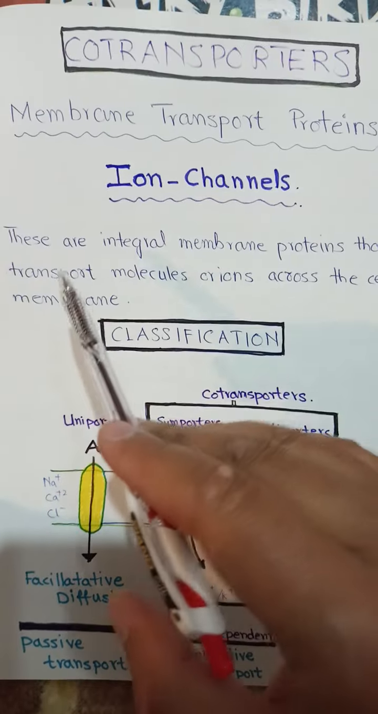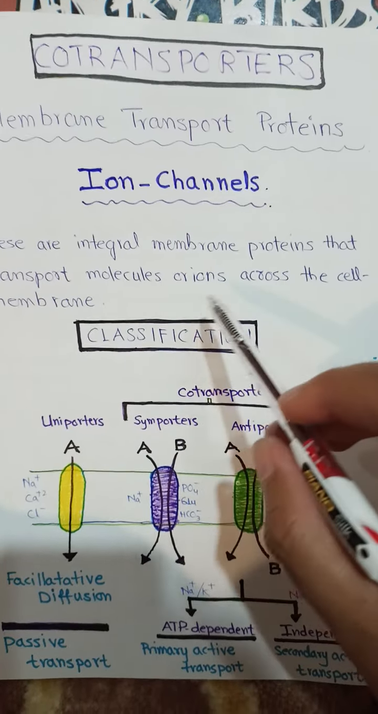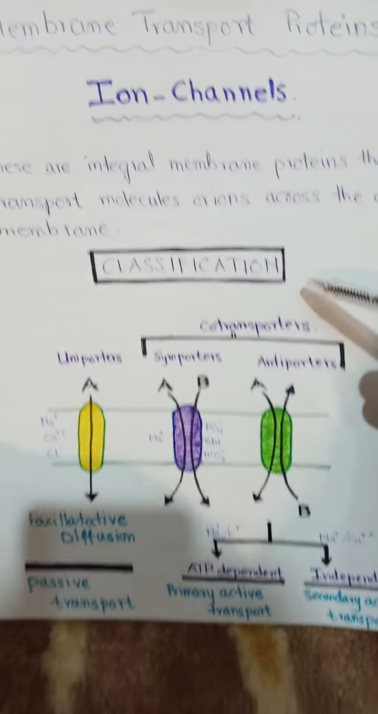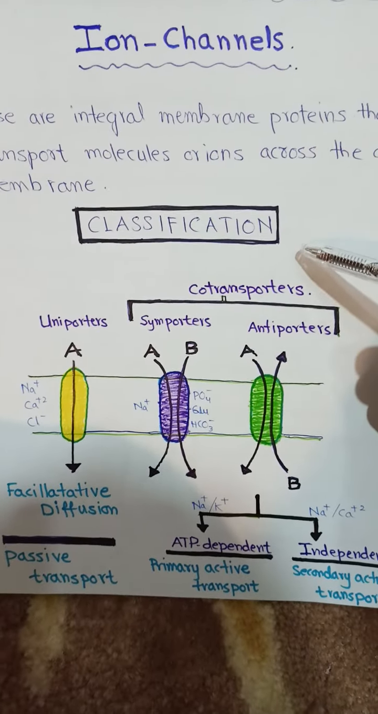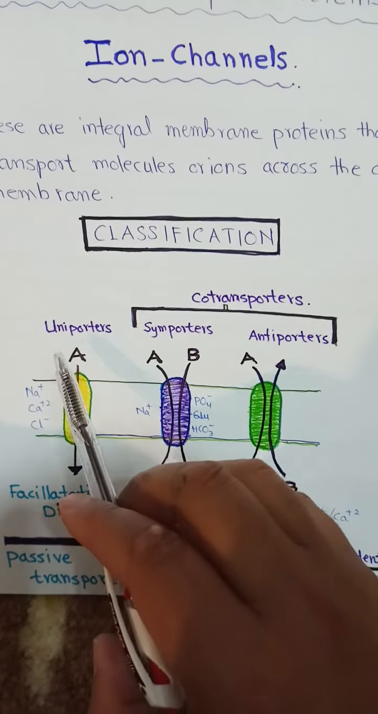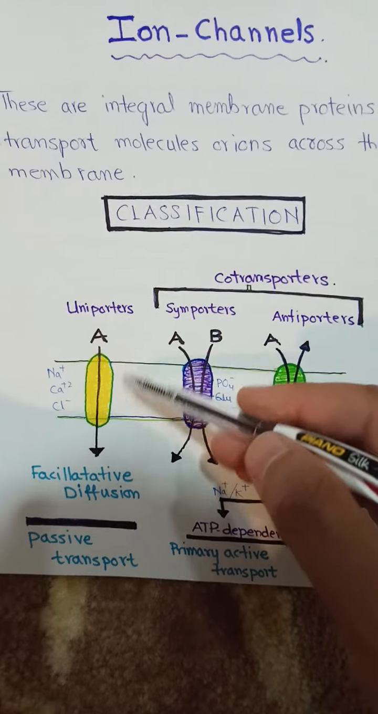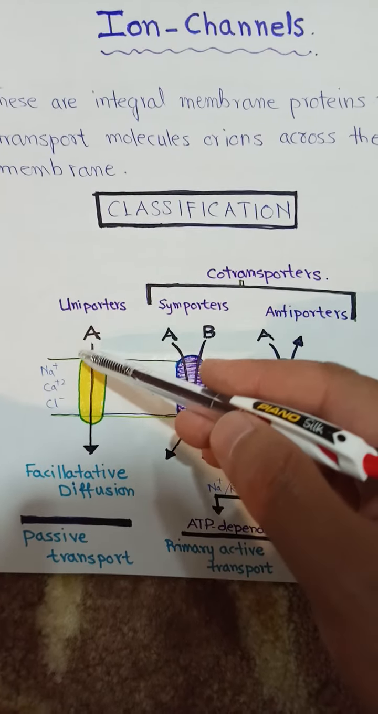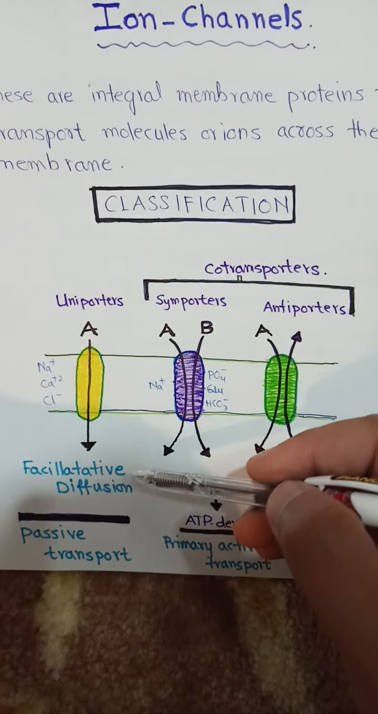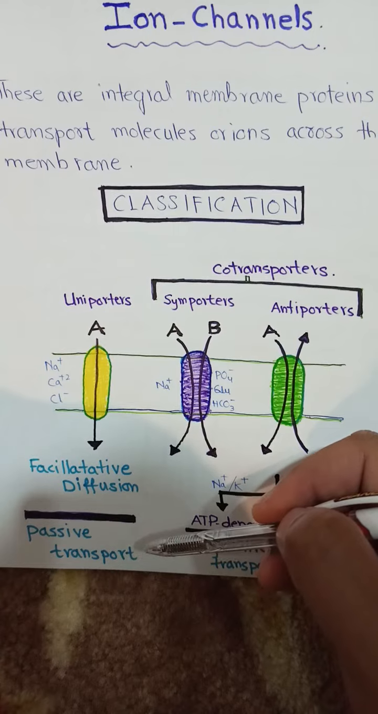So we already discussed that ion channels are the integral membrane proteins that transport molecules or ions across the cell membrane. If we look at the different types of transporters, we will observe that there are co-transporters and uniporters. Uniporters are the transmembrane proteins that allow single ions across the cell membrane. That is also known as facilitated diffusion or passive transport.